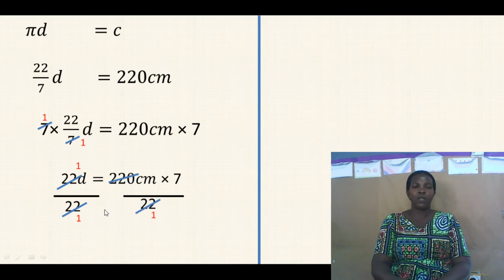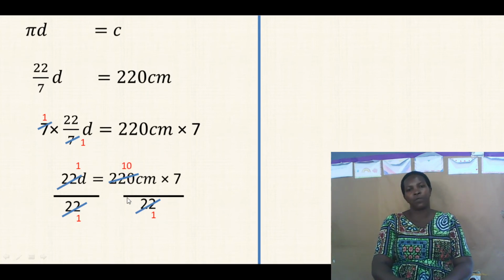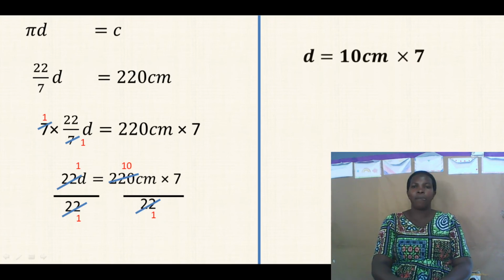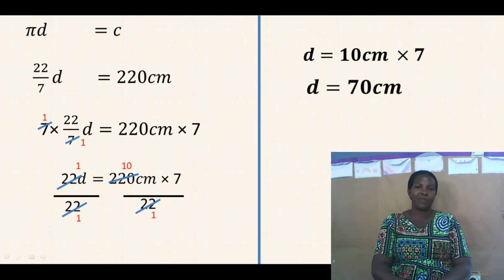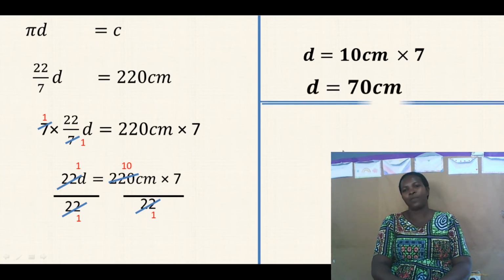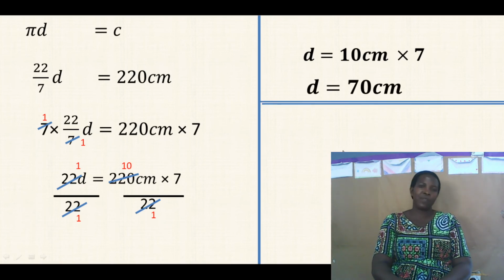Finally, what is 220 divided by 22? May I know the answer from you? Good. Somebody has whispered that the answer is 10. When you divide 220 by 22, you come up with 10. So diameter is equal to 10 centimeters times 7. Finally, our diameter becomes 70 centimeters. Obviously, we shall underline the answer.